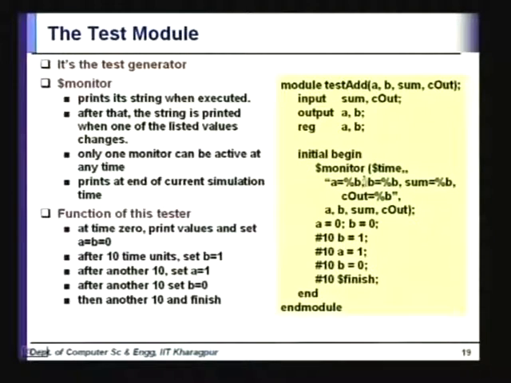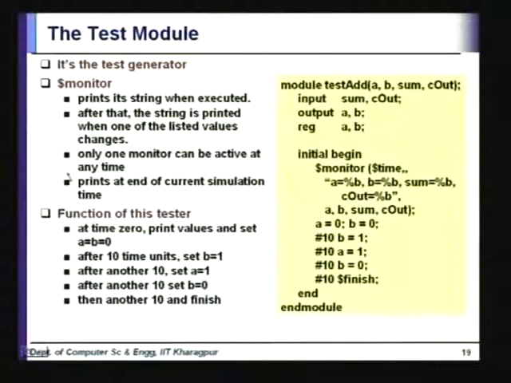After that, the string is printed when one of the listed values changes. So it will print it the first time, and thereafter it is going to print it every time any of the listed values change. It will also show you at what time, the timeline, and you can plot it out on a display so that you get timing diagrams. It shows when the signals are changing. Only one monitor can be active at any time, and it prints at the end of current simulation time.